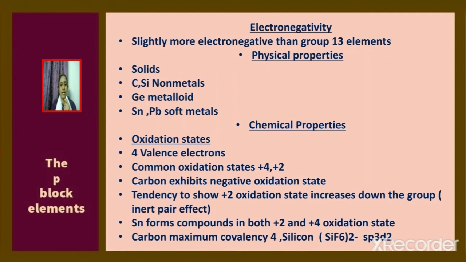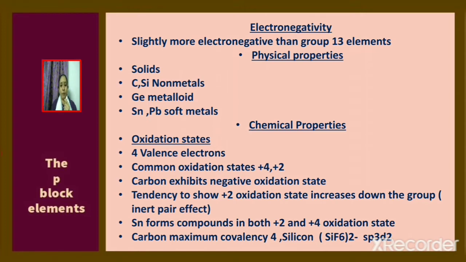Carbon exhibits negative oxidation state. In addition to +4 and +2 oxidation states, carbon can exhibit a negative oxidation state. The tendency to show +2 oxidation state increases down the group. It is due to the inert pair effect.